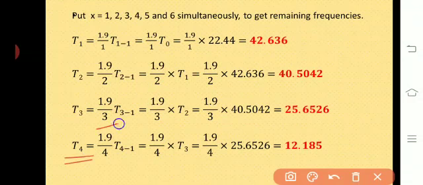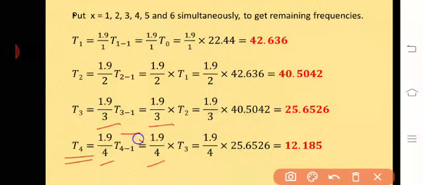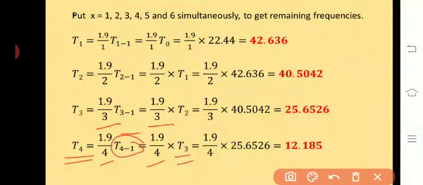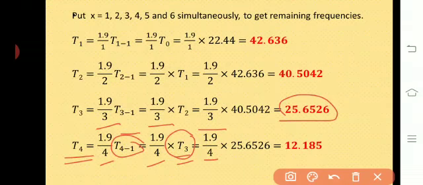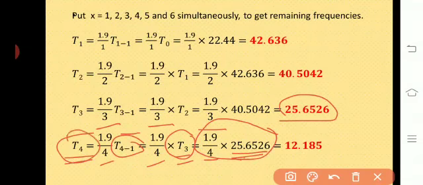Similarly, in the recurrence relation, put x equal to 4. Then you will get 1.9 divided by 4 into T4 minus 1, and T4 minus 1 is T3. Therefore 1.9 divided by 4 into the T3 value, which is 25.6526. If we simplify this, then you will get T4 equal to 12.185.